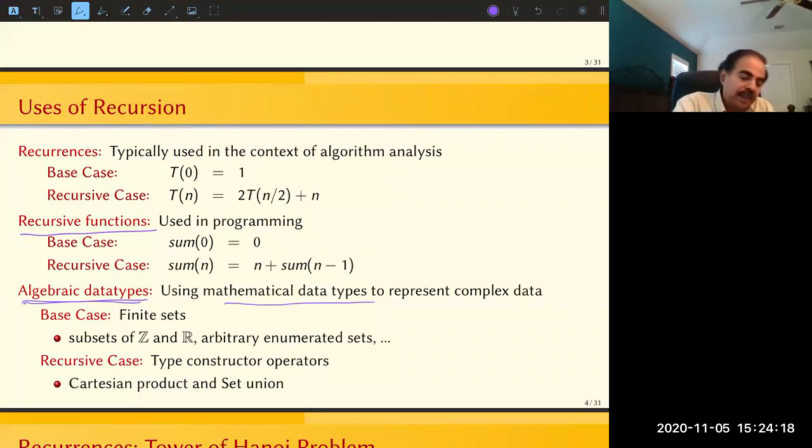So once again, for these data types, you have base cases and recursive cases. Base cases are basically finite sets, okay? Because if you're doing programming, then obviously you can't work with infinite sets. Everything has to be finite. So you're going to work with finite sets, and so we will typically take finite subsets of the set of integers and the set of real numbers, right? And then the recursive case, where you are constructing more complex data types, is going to be done using the set construction operations that we have seen before, such as Cartesian product and set union, right?